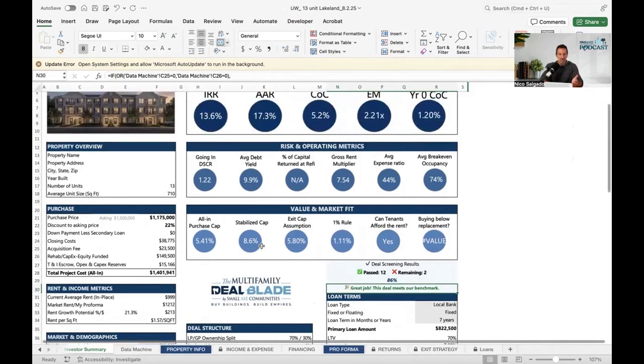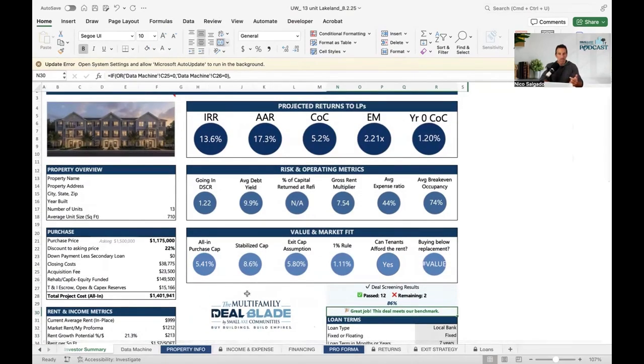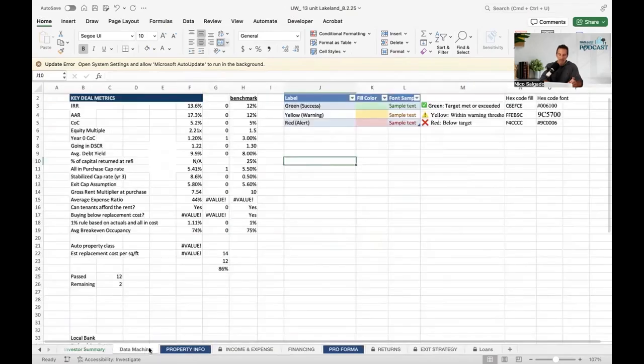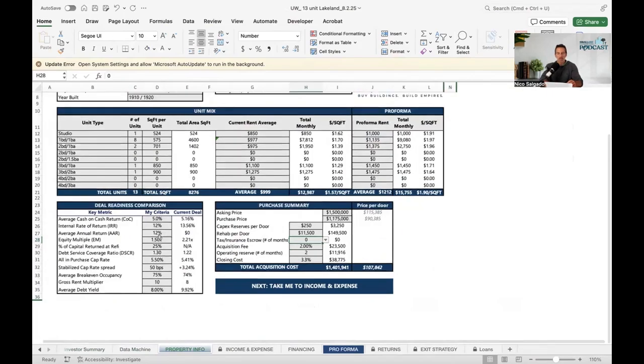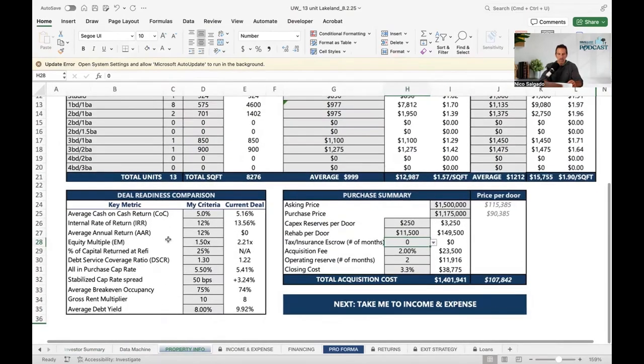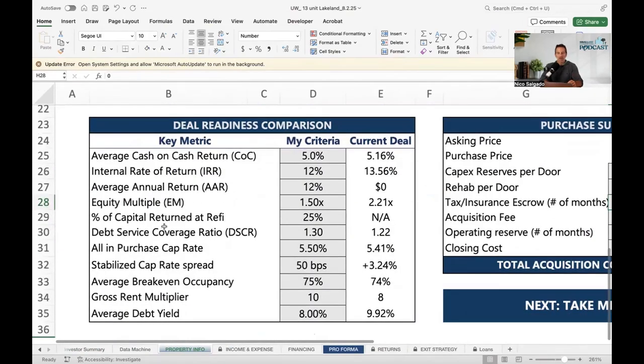Some of these benchmarks are my particular benchmarks, which are already populated in here for you. But a lot of them are done by you on this property info tab. So back to the first tab, the property info tab. Here is the deal readiness comparison. This is your criteria. Average cash on cash: mine is 5%, yours might be 8%. A lot of deals are going to fail that. IRR for me is 12%. AAR 12%. Equity multiple 1.5 minimum. If we're going to do our refinance, the capital returned is 25% minimum. It doesn't make sense to do it otherwise. Debt service coverage ratio 1.3.